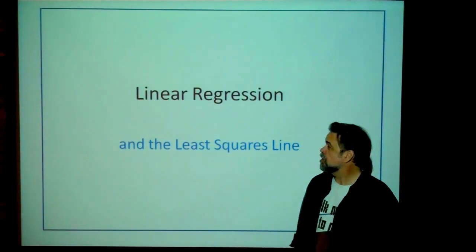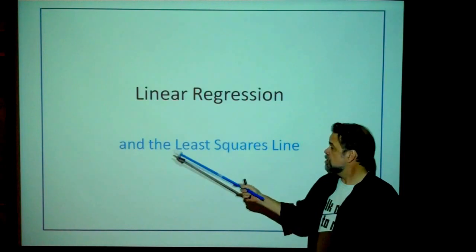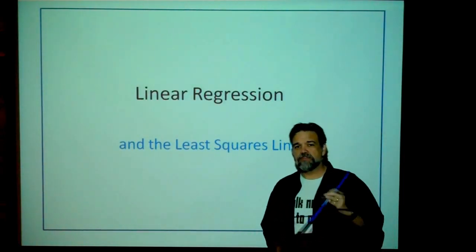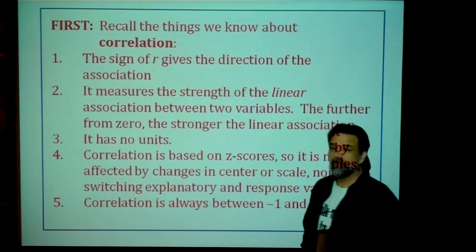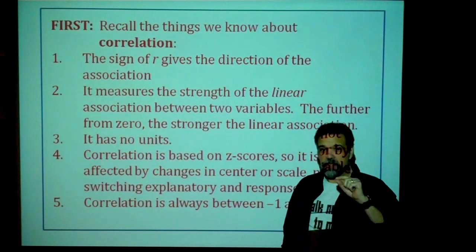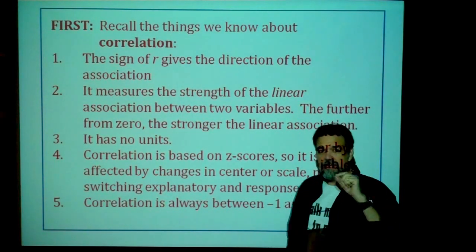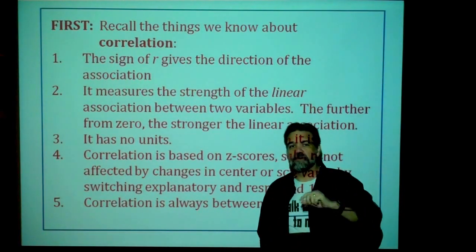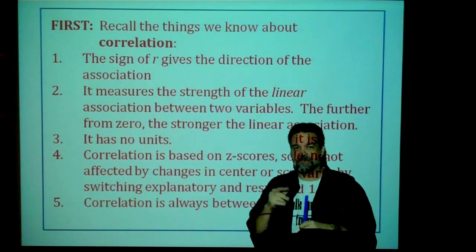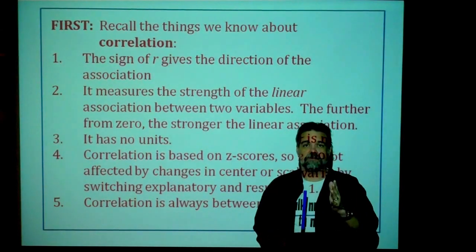This video, we're going to be talking about linear regression and the least squares line, okay? So before we talk too much about linear regression, let's remember what we've seen so far about correlation, okay? If you remember, correlation is the numerical measurement of the strength of a linear association between two variables, the explanatory variable and the response variable, okay?